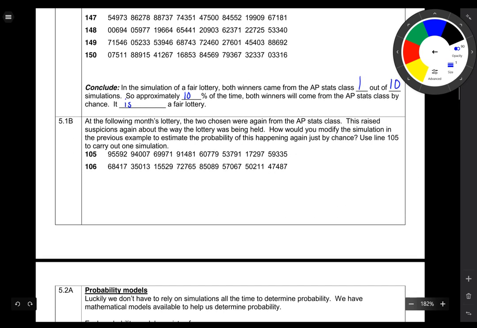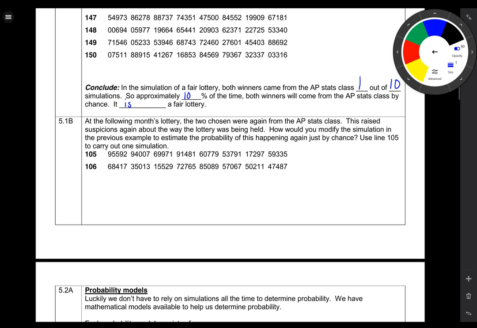Okay. And then here's another follow-up question. At the following month's lottery, the two chosen were again from the AP Stats class. This raised suspicions again about the way the lottery was being held. How would you modify the simulation in the previous example to estimate the probability of this happening again just by chance? Use line 105 to carry out one simulation.